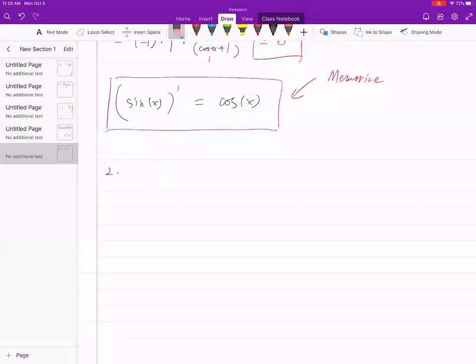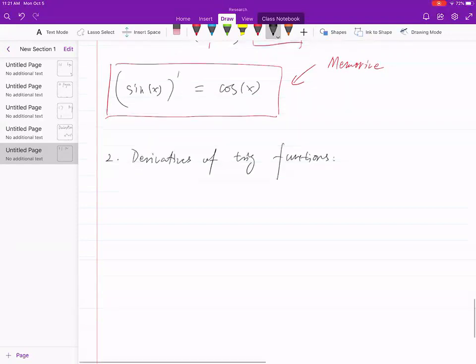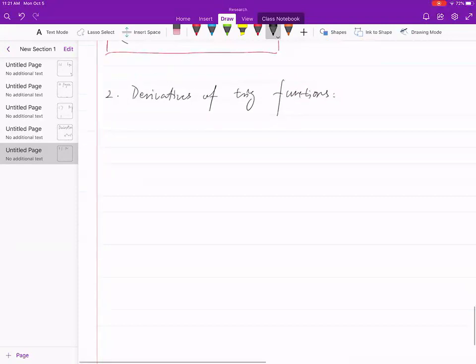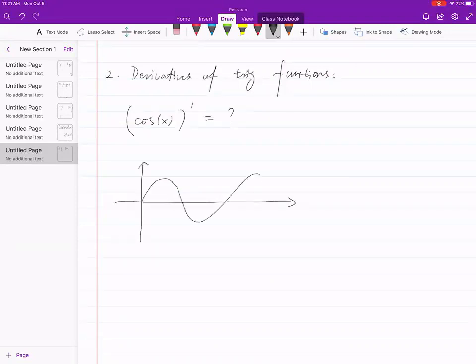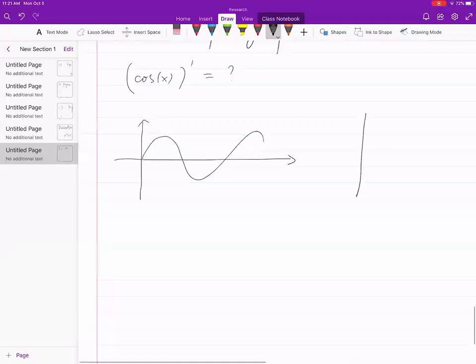Now, let's find the rest. We claim that if you find the first one, you will be able to find all the other 5. Let's first start with cosine x. Okay. This is what we did. This is sine. This is cosine.